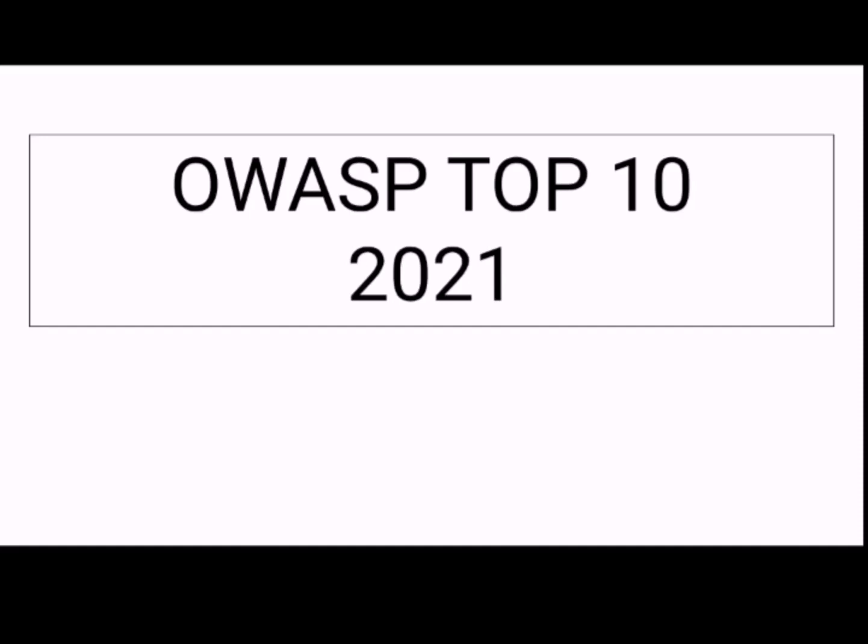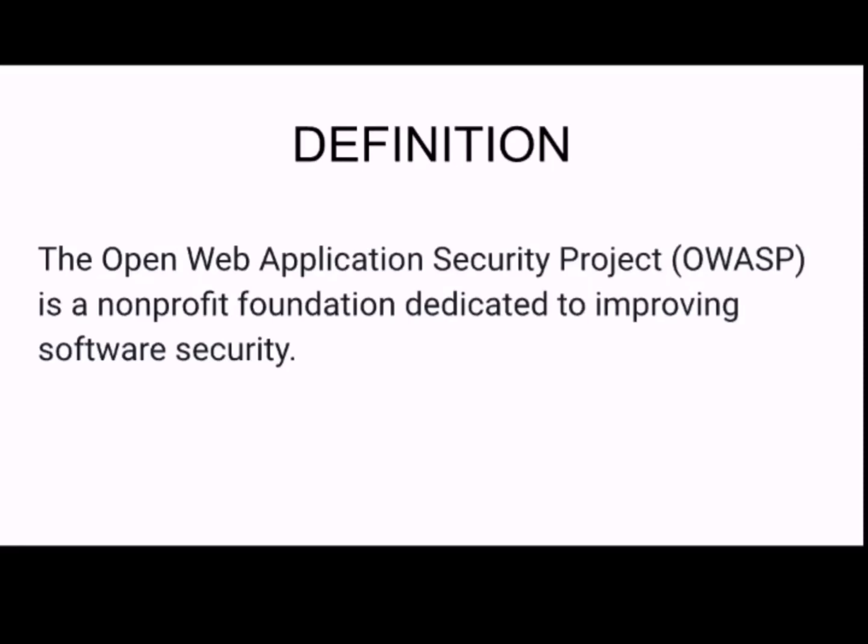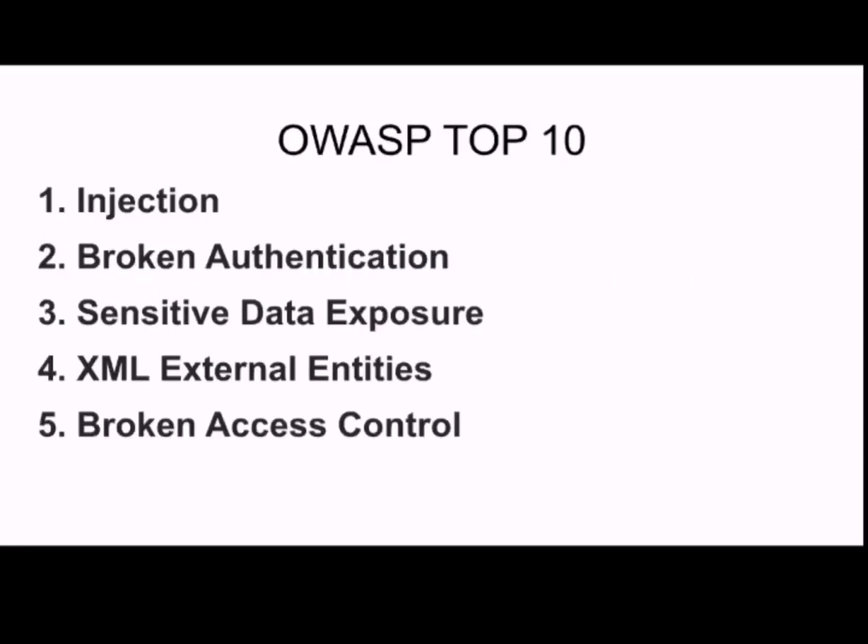The latest is the OWASP Top 10 Vulnerabilities 2021, released in September 2021 after a 4 year gap. By definition, Open Web Application Security Project is OWASP. It is a non-profit foundation dedicated to improving software security. Here are the main possible vulnerabilities that may happen in websites or applications.